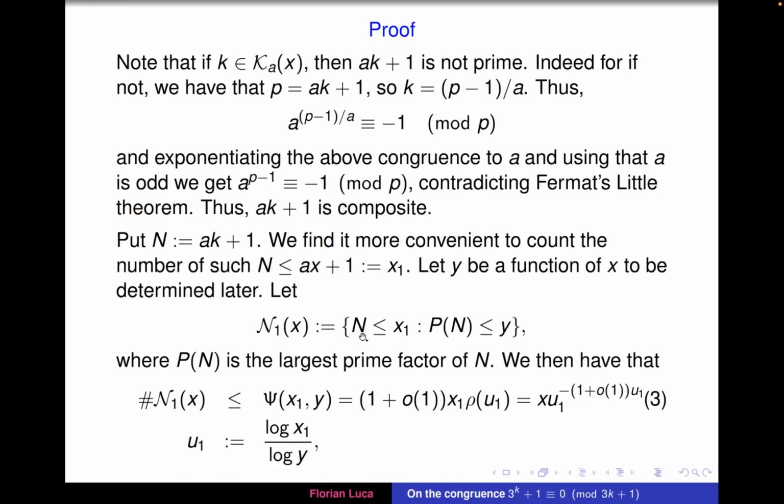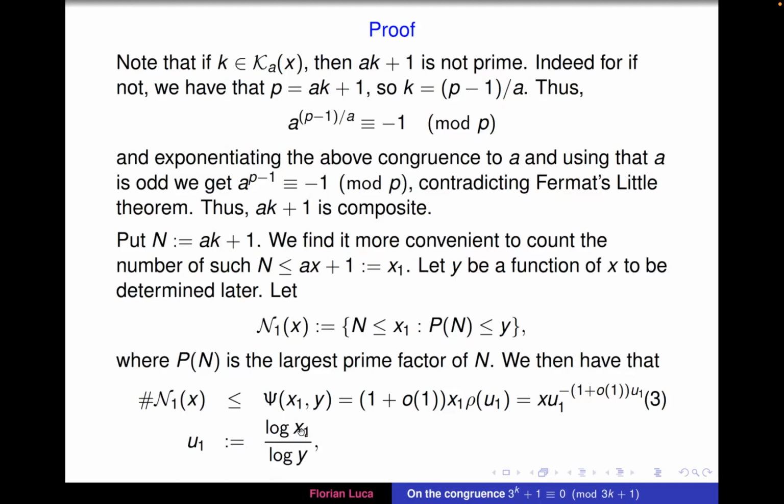So now I'm going to count numbers n up to x, or let's say a times x, such that the largest prime factor is at most y. And it is known that this is modeled by some function, which is called psi of x,y. And psi of x,y is basically a positive proportion of x. The positive proportion is given by something called the Dickman function. And the Dickman function in the input u decays at the speed 1 over u to the u. And u is the ratio between log x and log y.